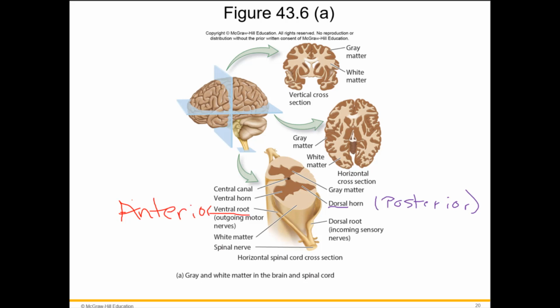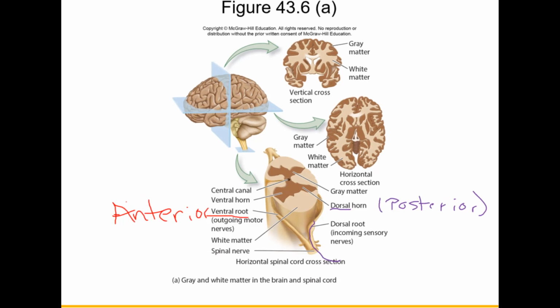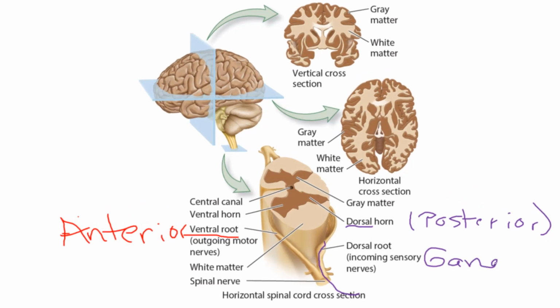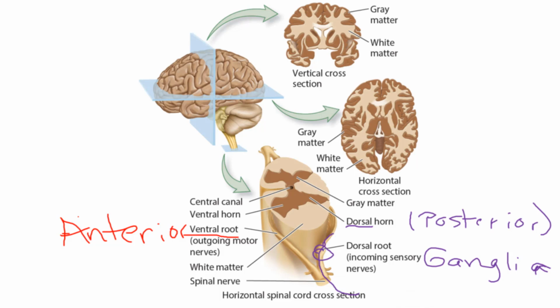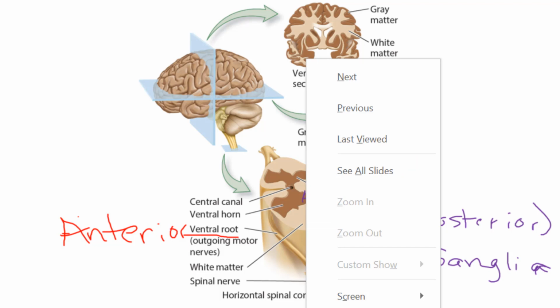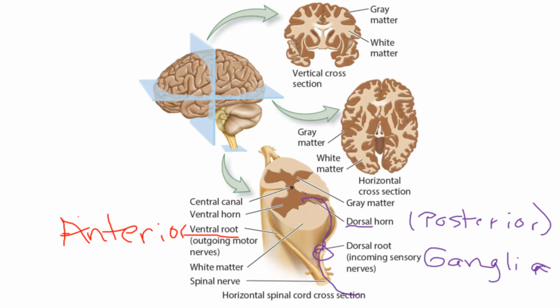So anterior means ventral root. And so as the signal comes in through, and there's the dorsal root, this is the ganglia. I don't know why they didn't identify that particular part, but that is the ganglia. And then it comes in here, goes to the dorsal root, and then here there is some sort of connection.